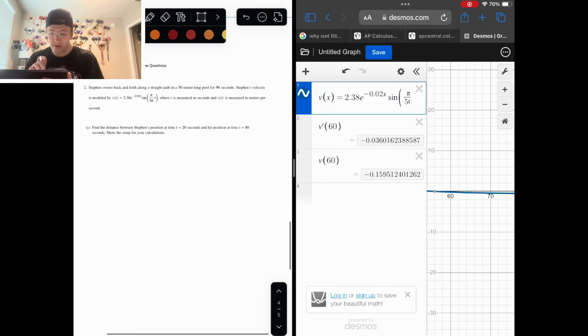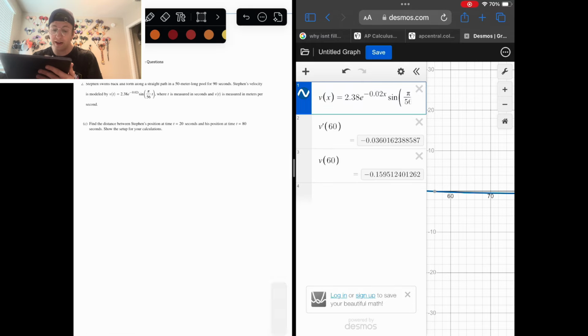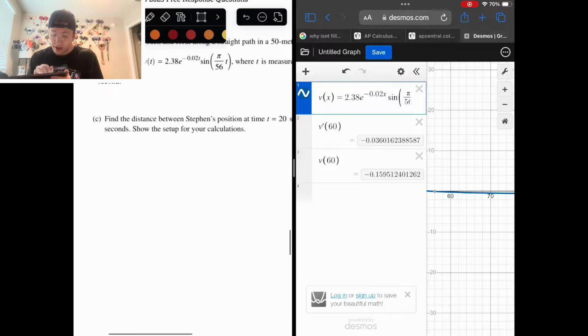Okay, so part C is saying, find the distance between Steven's position at t equals 20 seconds and his position at t equals 80. Show your setup for your calculations. Okay, so this one and the following one are kind of very similar. They're testing, do you know your difference between displacement and total distance? Here they're asking for just plain old distance. You have to take that as displacement. You have to know, hey, they are talking about our displacement.